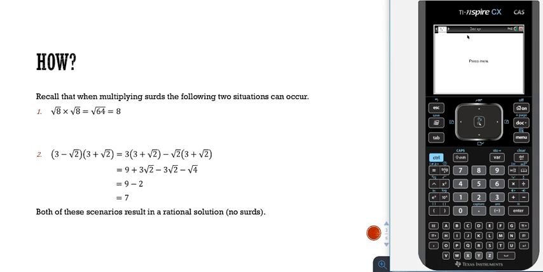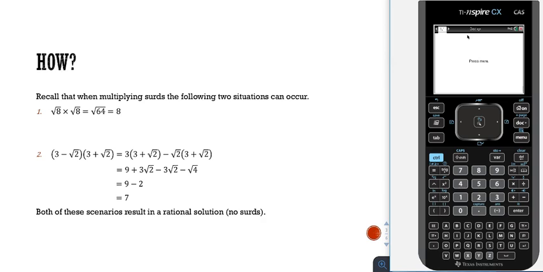When we go to do this, you need to recall some special properties from when we multiply surds. Recall that if you multiply two surds where the numbers are exactly the same, so root 8 times root 8, you would get root 64, which is 8. So multiplying a number by itself will actually result in removing that surd, that bracket.